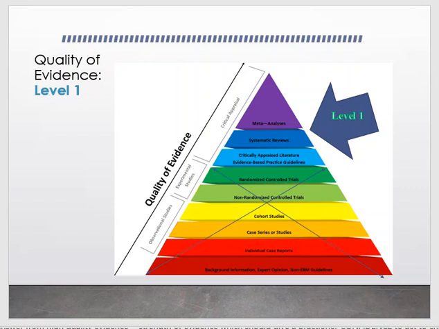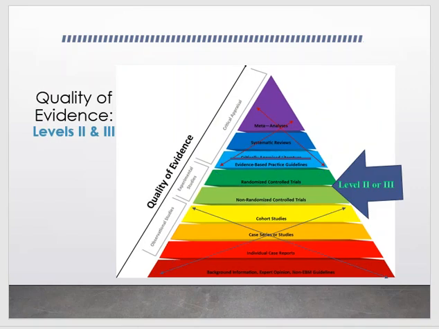So the top 3 tiers of the pyramid are considered level 1. These should change practice, and your paper, your evidence-based practice project, should have at least one of these in your literature for this project, okay? Because you're using a policy from healthcare, and so certainly it should be something that isn't a new topic. Okay, so we're moving into level 2 and 3 now.